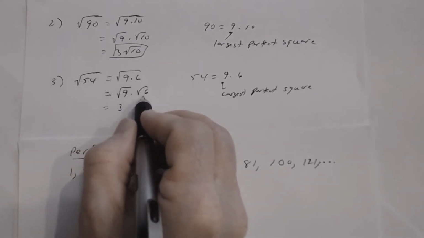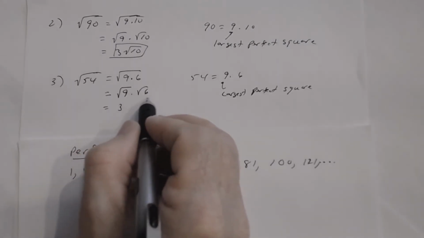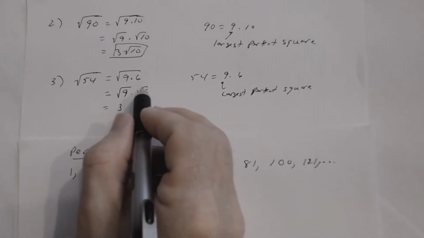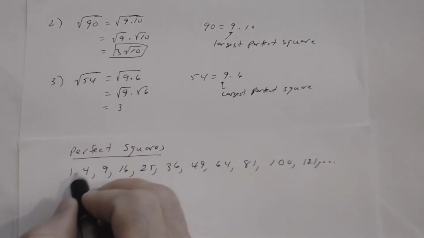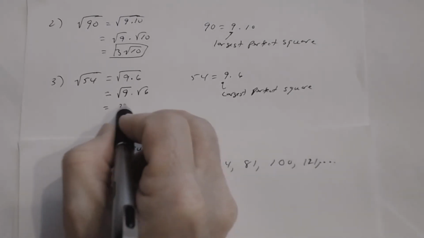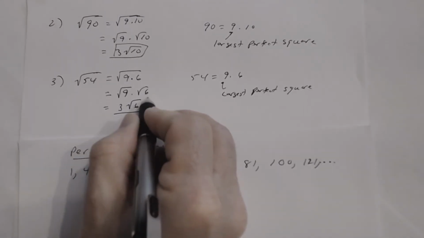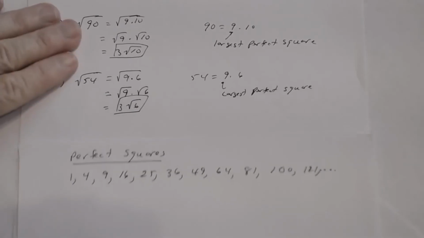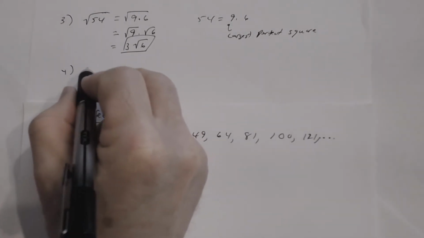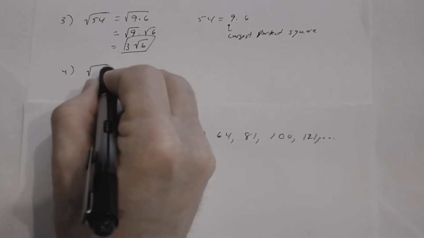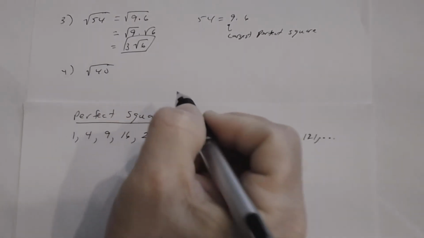And then the square root of 6, remember, make sure you can't simplify the square root of 6 any further. And you cannot in this case because 1 is the only perfect square that goes into 6. And so your answer is 3 square root of 6. All right, number 4. And that's all you're dealing with. Number 4, you have the square root of 40.